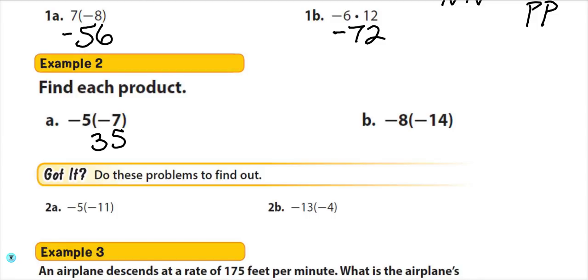Okay, so we have b, which is negative 8 times negative 14. So 8 times 14, that's 112. So if I have 112, we have a double negative, and that's going to make it a positive.